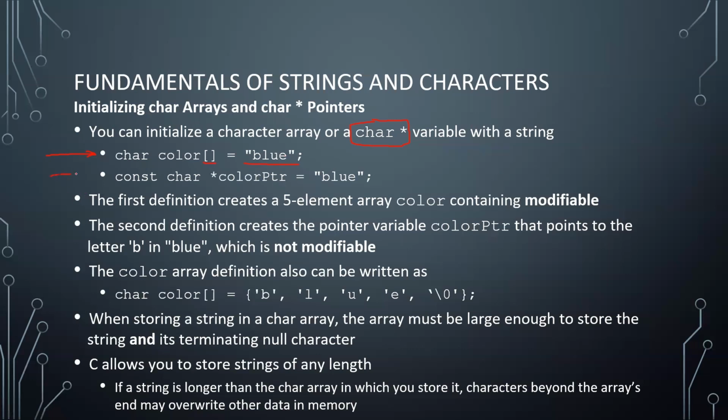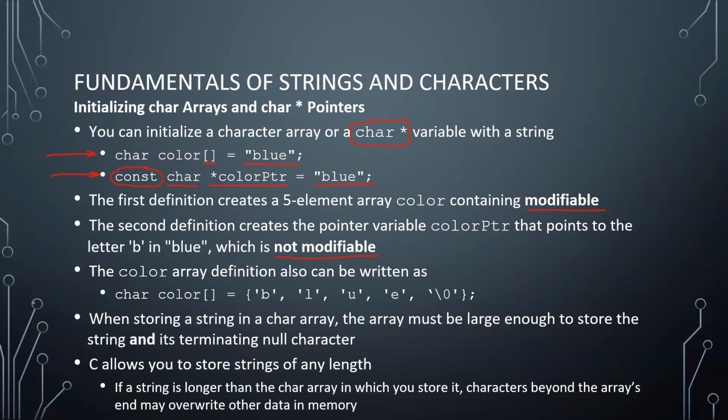We can also create it in this way. We can say character is a pointer to color pointer, and we give it in quotes the word blue. There is a difference between these two. This one has the word constant. The word constant makes it not modifiable. So I cannot change this value no matter what I do. If I do it the way that we've always done it, it is modifiable and it can be changed.